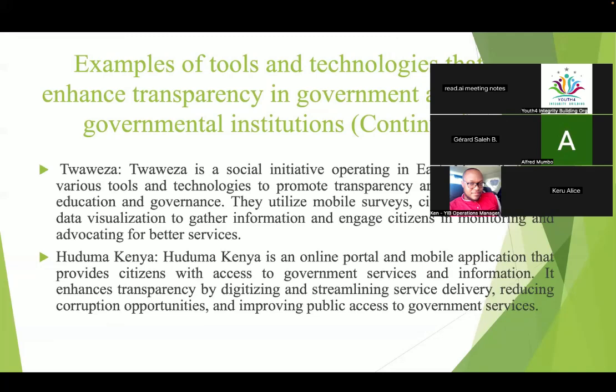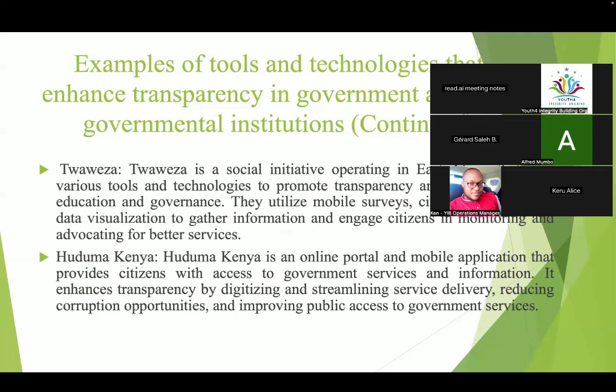Okay, Twaweza is a social initiative operating in East Africa that uses various tools and technologies to promote transparency and accountability in education and governments. They utilize mobile surveys, citizen reporting, and data visualization to gather information and engage citizens in monitoring and advocating for better services.